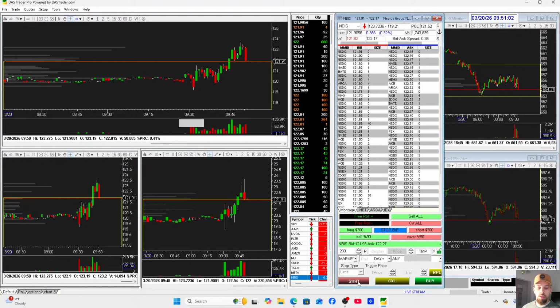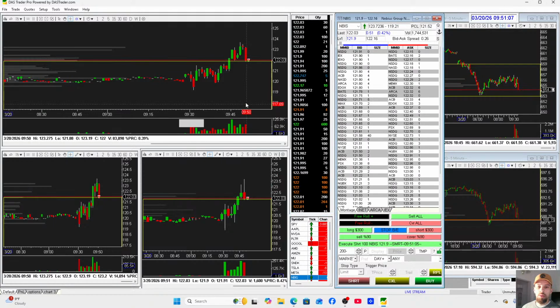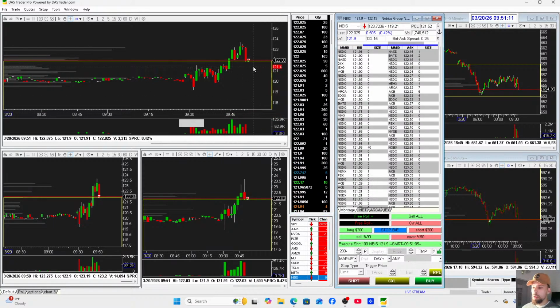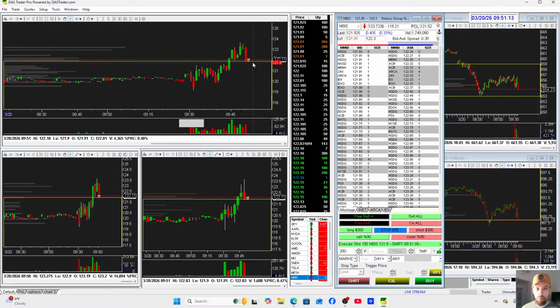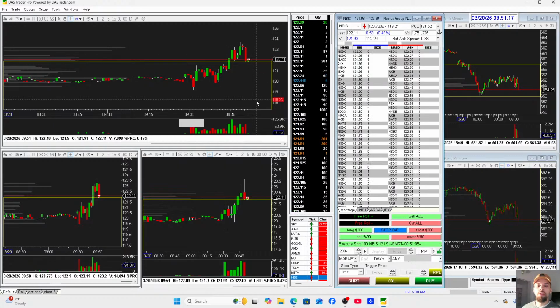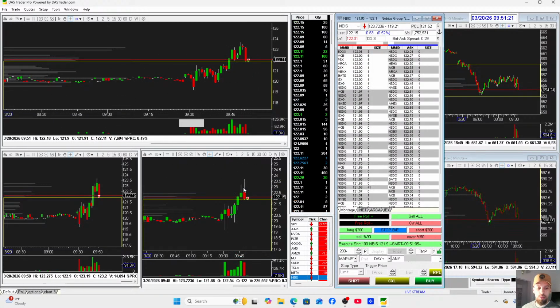That's a nice candle. Spine keys are losing it. I'm going to short 200 shares here. My stop would be about 123.3. I like these two candles on this 3 minute.